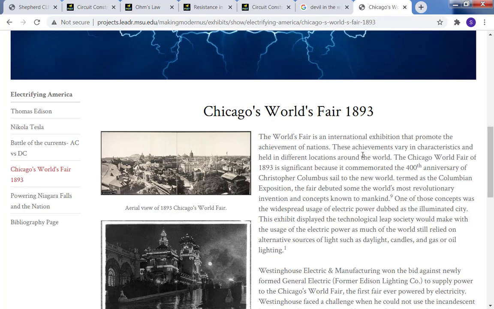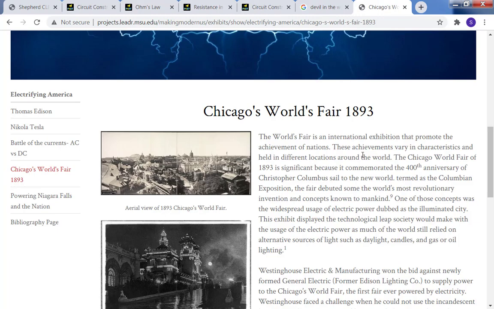This World's Fair was big. And they wanted it to be powered with the new electric lighting. So they asked for bids. And two groups came out. One was Westinghouse, and the other was what is now GE, but was formerly Edison Lighting Company. Westinghouse, the brains behind it, if you will, was a physicist by the name of Tesla. GE was Thomas Edison.